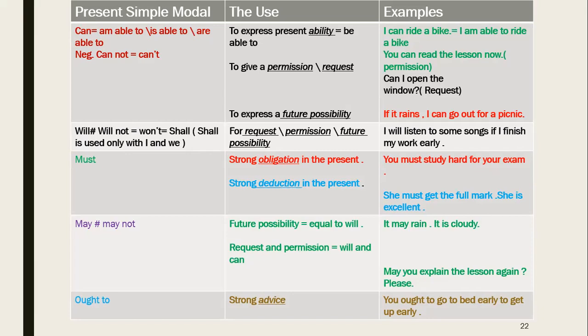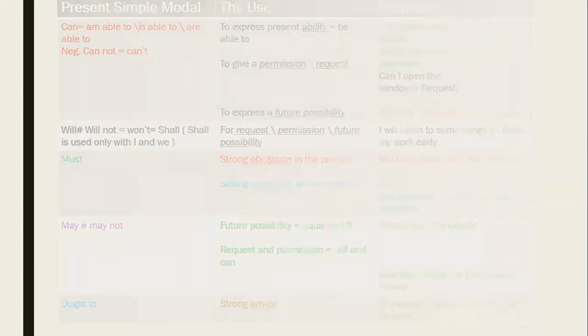Must is used to give very strong advice in the present. But ought to is also used to give a piece of advice that is somewhat strong, but not completely strong. Like I say, you ought to have healthy food to be well, or to be healthy. This is a piece of advice you can take or you cannot take. But if I say you must, this is a very, very strong piece of advice.